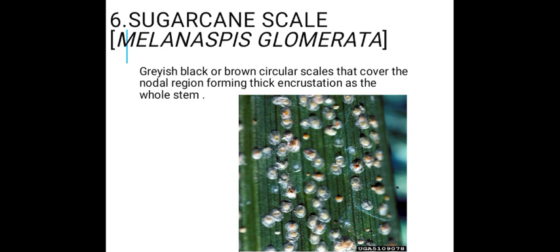Sugarcane scale, Melanaspis. Sugarcane scale: grayish black or brown circular scales that cover the nodal region, forming a thick encrustation on the whole stem.